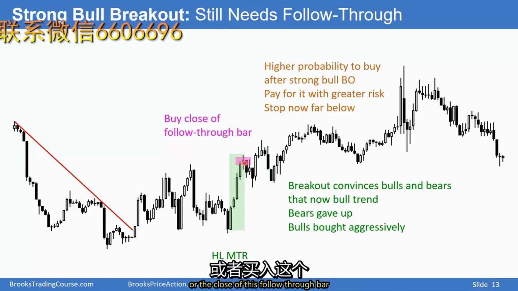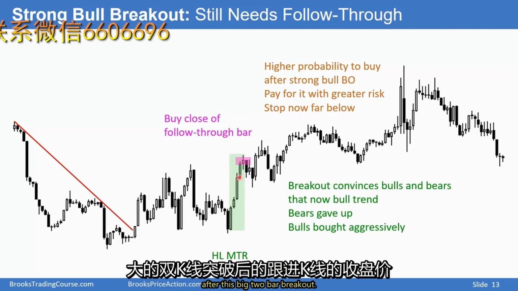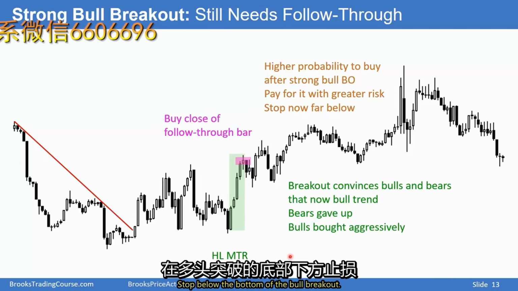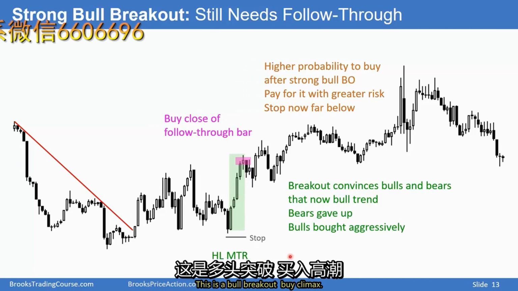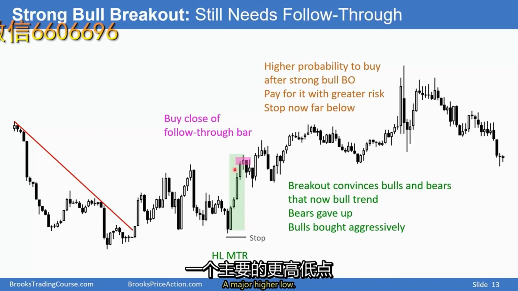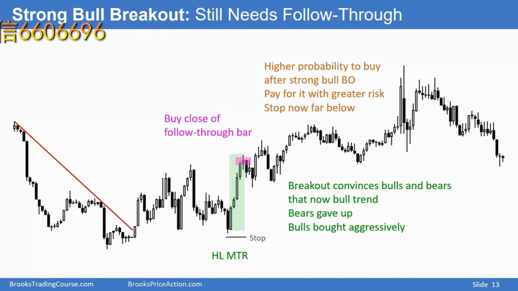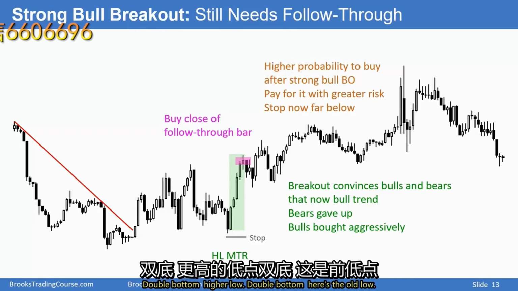A very big bull bar, you can buy this close, or you can buy the close of the follow-through bar, or the close of this follow-through bar after this big 2-bar breakout. Stop below the bottom of the bull breakout. This is a bull breakout by climax. A major higher low.